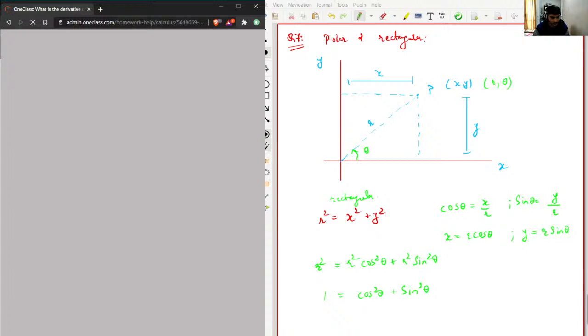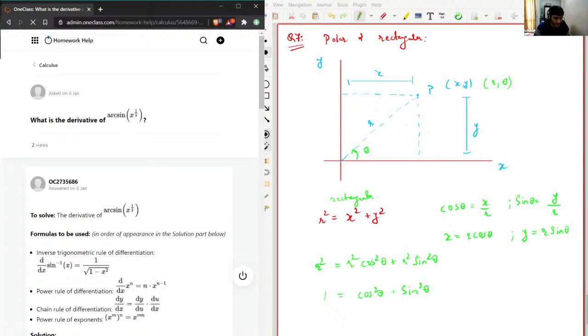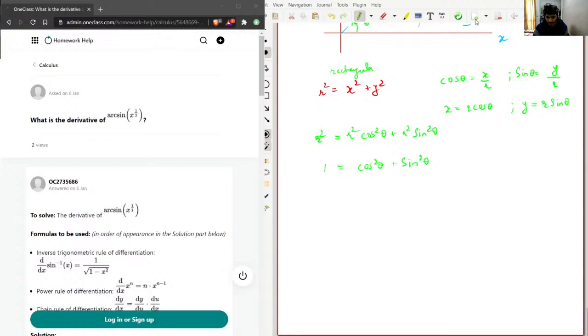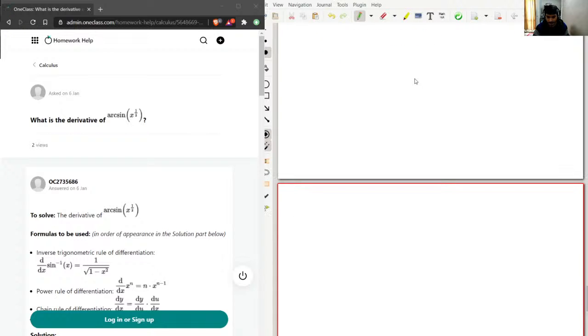We have, I think, another question. Okay, so this is question number 8. I will start with black. So we need to find the derivative of sine inverse of square root of x.